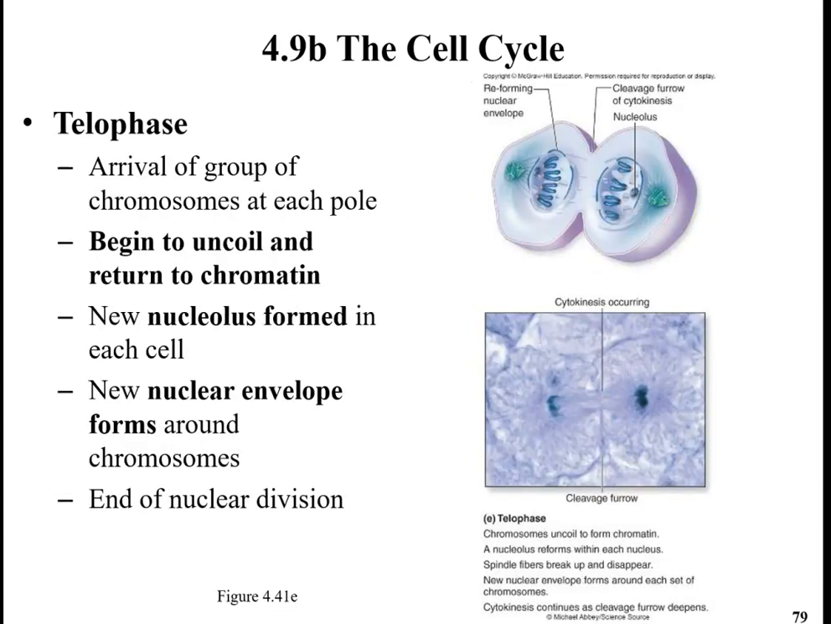And last, you have telophase. This is the arrival of each group of chromosomes at each pole. The chromosomes start to uncoil and begin to return to chromatin. New nucleoli are formed in each cell, and a new nuclear envelope forms around the chromosomes. So this is the end of nuclear division, is telophase.